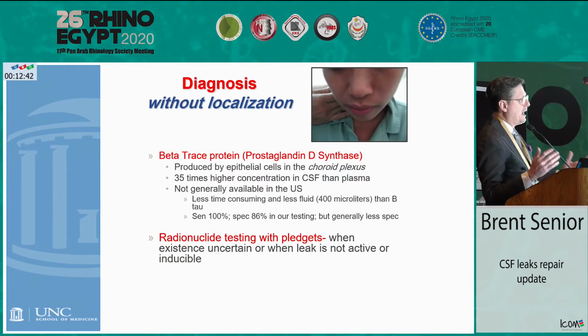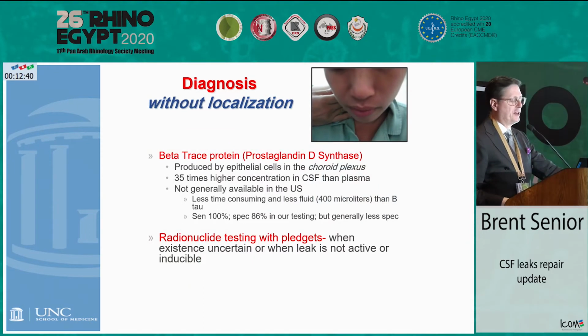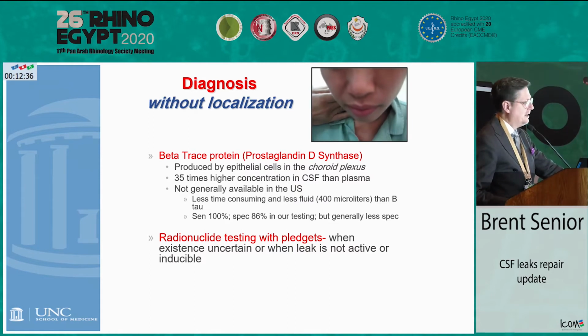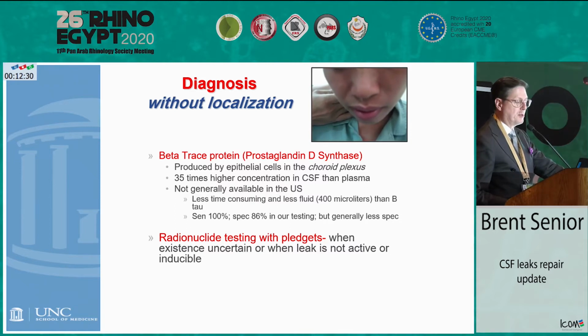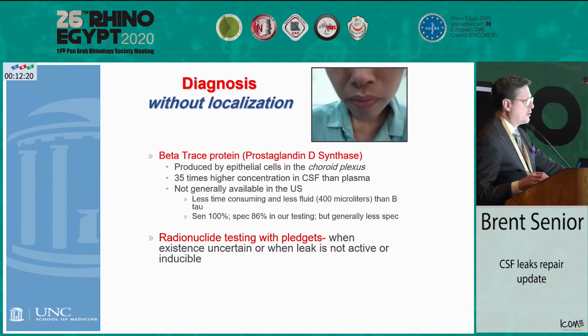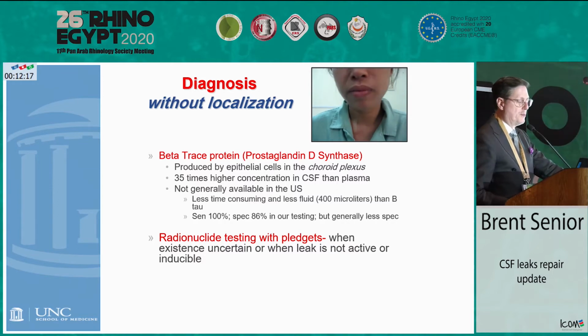BetaTrace protein is not available in the United States. It is available in other countries. It's a prostaglandin D synthase produced by the epithelial cells in the choroid plexus. It's 35 times higher concentration in CSF than plasma. It is considered a less time-consuming test for our lab pathologists, and less fluid is necessary. And sensitivity and specificity are equivalent, fairly similar to what we see with the Beta2 testing.